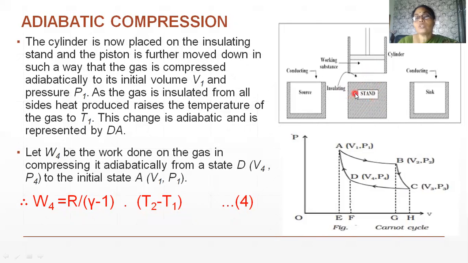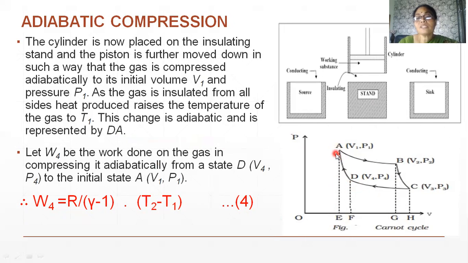When it is placed on the stand and the piston is slowly moved inwards, the gas gets compressed. Since it is on the insulating stand, this process takes place adiabatically. We call it the adiabatic compression process, and the gas gets compressed to V1 and P1. That is, the volume is compressed to V1 and pressure changes to P1. So DA represents the adiabatic compression process.